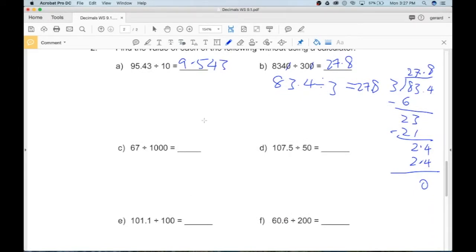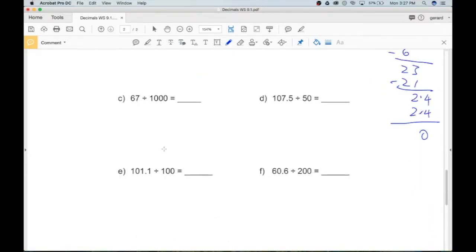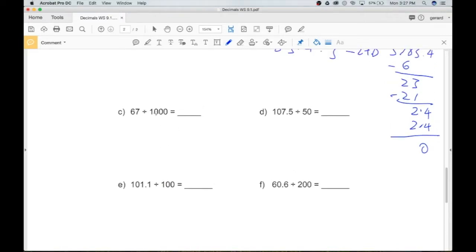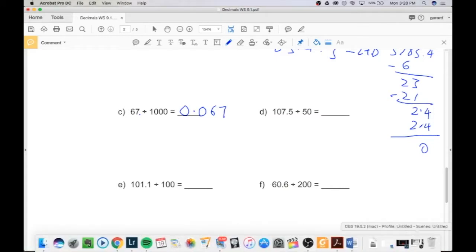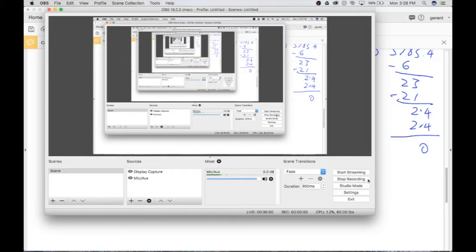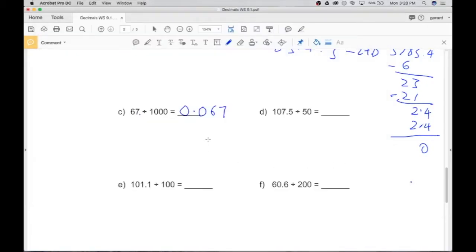Now, C, same thing. When you see 1000, you should be very happy. Just move the dot back by 3 spots. First, the imaginary dot is here, right? After that we move it back 1, 2, 3. When we move it back 1, it becomes 6.7. Now we move it back behind the 6, it becomes 0.67. If we move it back a third time, at first it was 0.67, don't forget to put another 0 here. Alright, so we got 0.067 here.